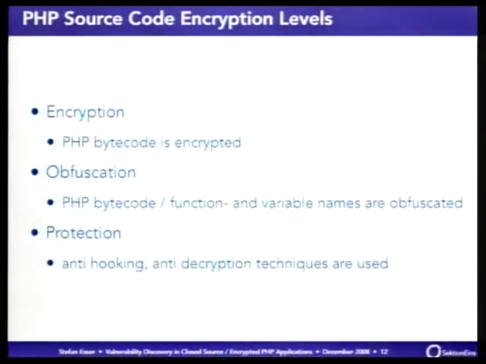So PHP source code encryption usually exists on three levels. First, we have the simple encryption, which means the PHP bytecode is encrypted. The second level is some kind of obfuscation: within the PHP bytecode, they obfuscate function and variable names. The bytecode itself is not obfuscated by the current cryptors, only the names. And last but not least, the newer cryptors have some protection, like I already said, anti-hooking functionality, so that you cannot simply fuzz the application.